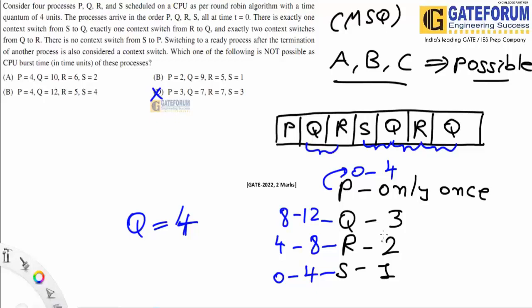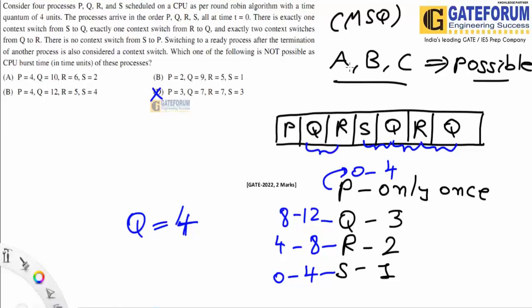Okay, so that's why anything which can be allowed for the Q is 8 to 12. Even more than 12 is also allowed because Q will continue, not do the context switching. Okay, and here R is completed, then also this is considered as a context switch. S is completed, then also it is considered as a context switch, as mentioned in the equation.